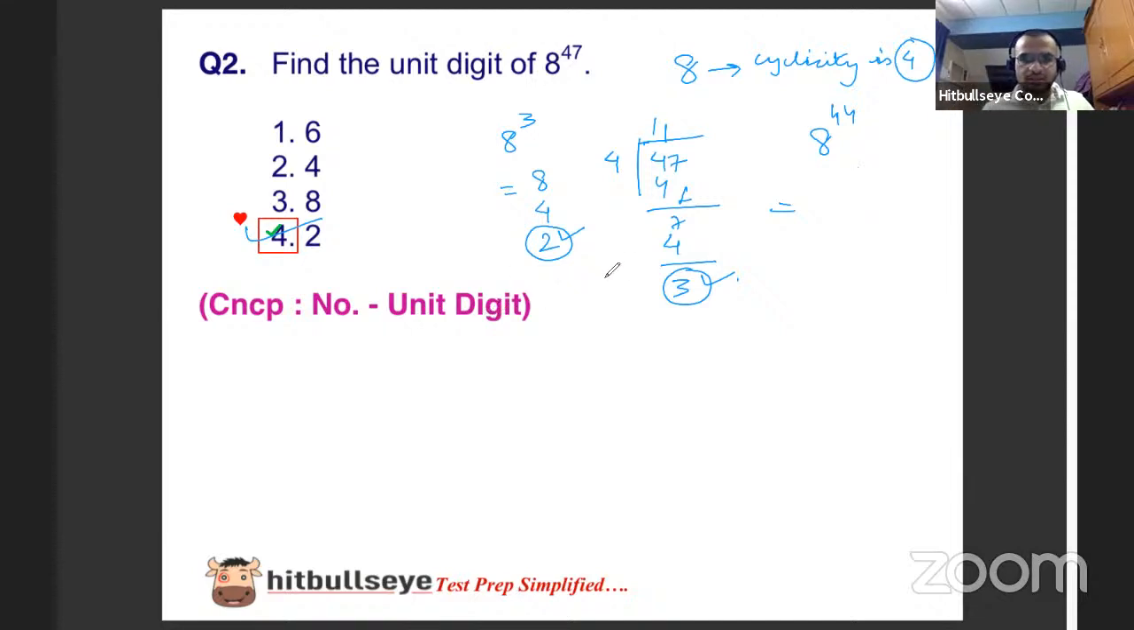Sambit is saying 6. Okay, Sambit. My question is, what will you be replacing this power with? What will come here, Sambit?